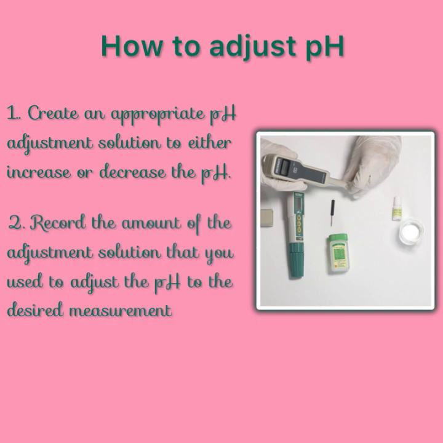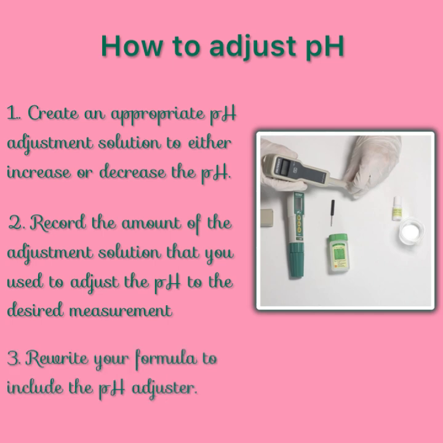2. You have to record the amount of the adjustment solution that you use to adjust the pH to the desired measurement. In your formulator's diary, of course. 3. You have to rewrite your formula to include the pH adjuster. Well, since you're learning from us, we always include pH adjusters in our formulas, and we indicate QS, which is quantum sufficient, which means just as much as needed.